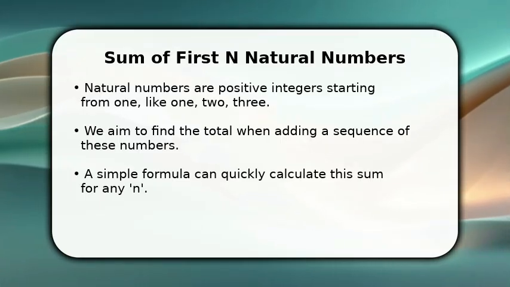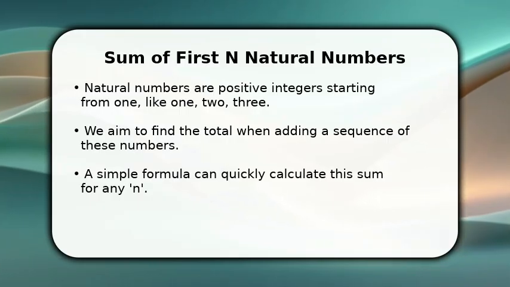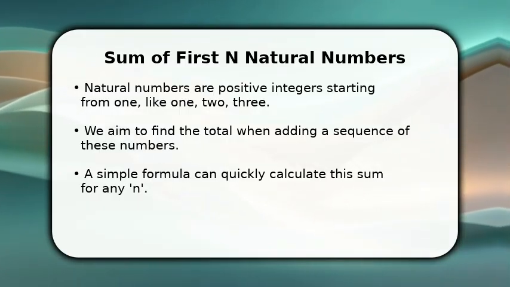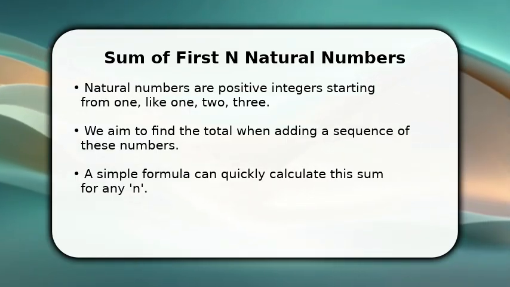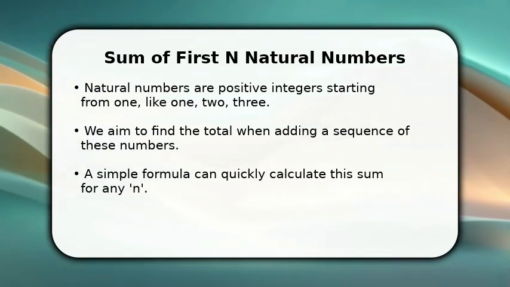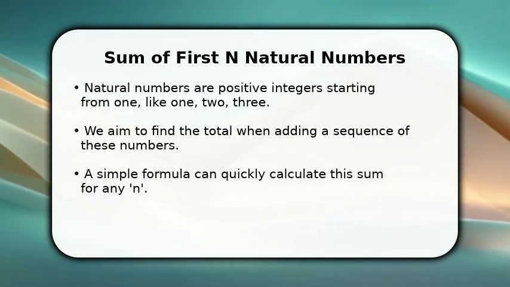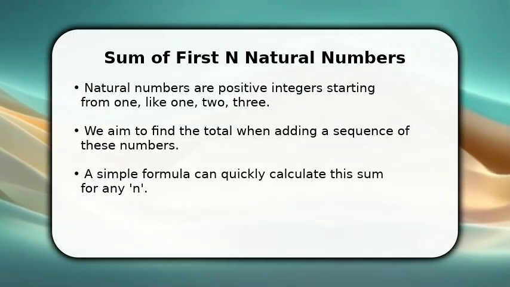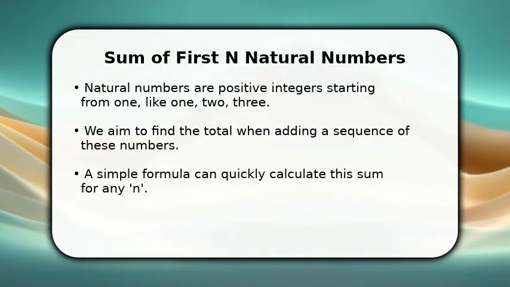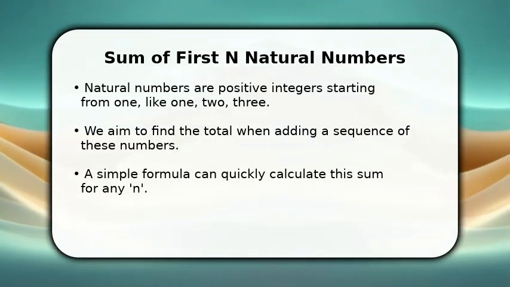In this video, I will explain how to find the sum of the first n natural numbers. We're talking about positive whole numbers starting from 1, like 1, 2, 3, and so on. Our goal is to efficiently calculate the total when you add up a consecutive series of these numbers, up to a specific n. Instead of adding them one by one, there's a very clever and quick method we can use.